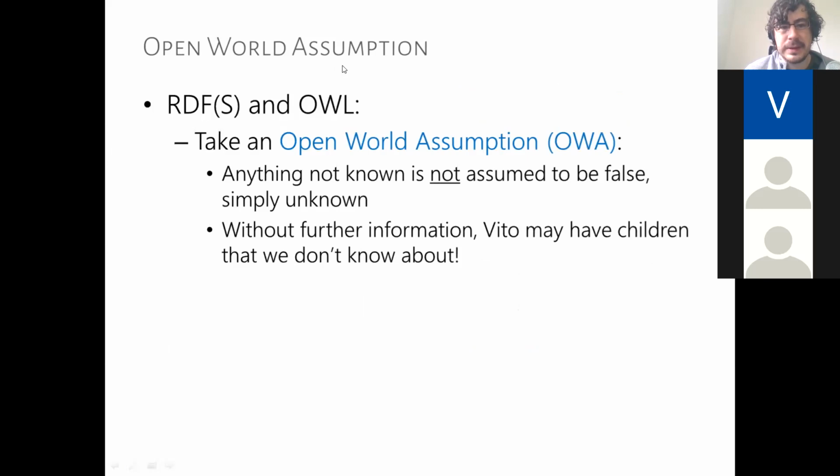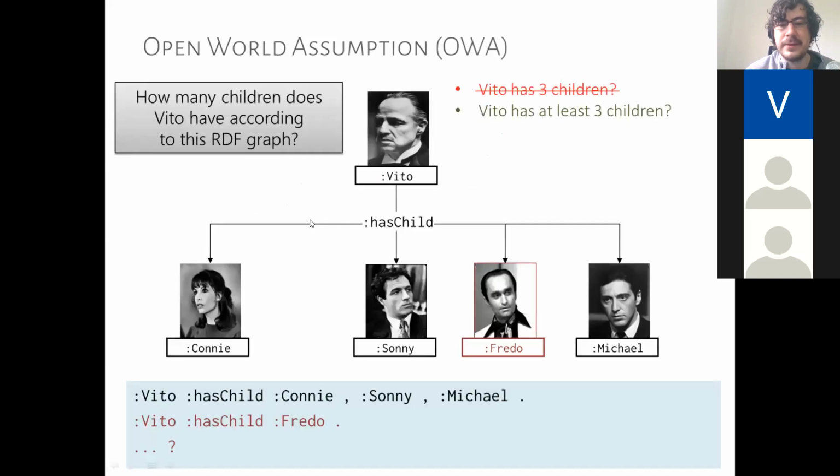Okay, the open world assumption: both RDFS and OWL take an open world assumption where anything that is not known is not assumed to be false. It's simply unknown. So the fact that we don't have more children here for Vito does not necessarily imply that Vito does not have more children, right?